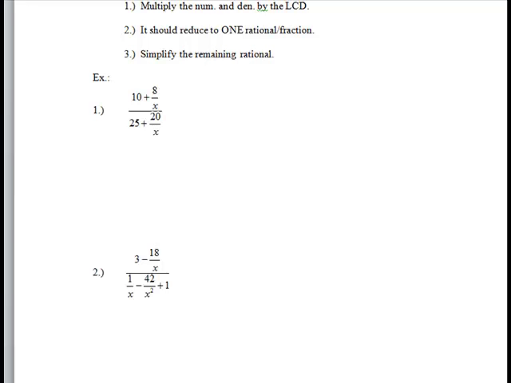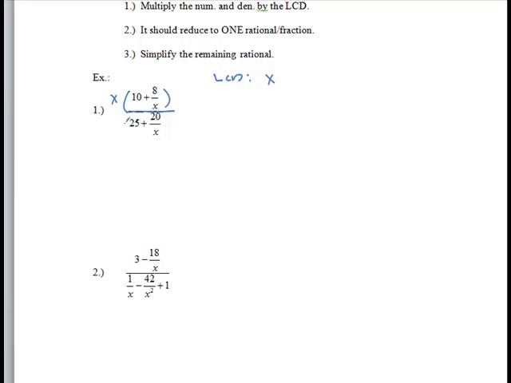So example 1, complex fraction. Overall, this is just one fraction, as we see in the division symbol here, but within the numerator we have two terms, one of them being a fraction. Within the denominator we have two terms, one of them being a fraction. So we want to begin by finding the LCD for the two denominators, one in the numerator, one in the denominator. Well, in this case they both have the same denominator, x, so the LCD is simply x.